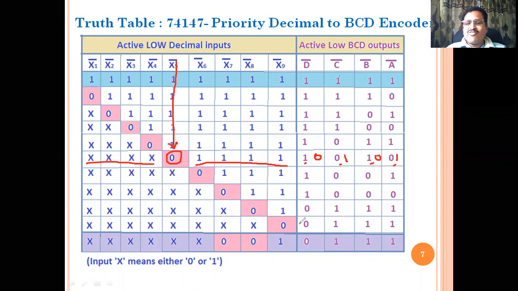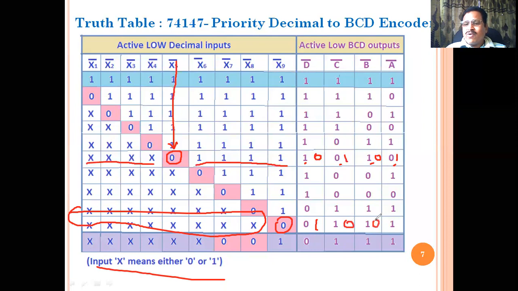So likewise, you can understand for all decimal inputs you apply the corresponding BCD. For decimal 9, for example, if you apply 9, the remaining are all ignorable. X means either 0 or 1. Then BCD for 9 in active high condition is 1, 0, 0, 1. But here with inversion, D bar comes as inversion of 1, which is 0. Inversion of 0 again is 1, inversion of 0 again is 1, and inversion of 1 is 0. So in active low, it comes as 0, 1, 1, 0 as the output BCD for decimal 9.